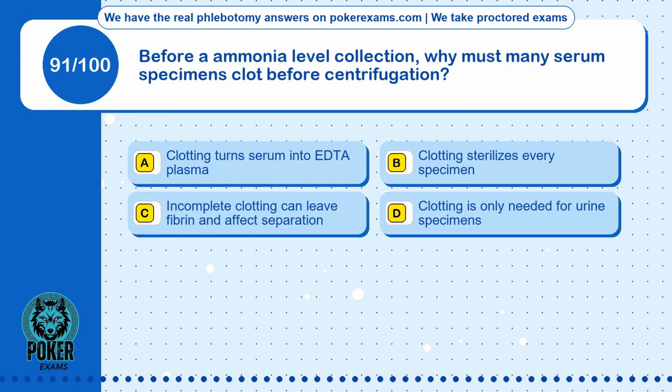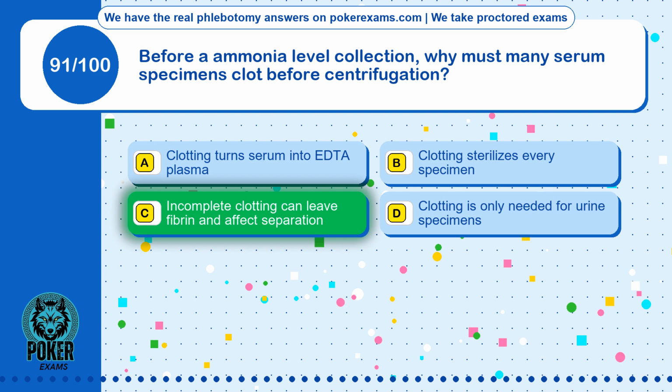Question 91. Before an ammonia level collection, why must many serum specimens clot before centrifugation? Option A, clotting turns serum into EDTA plasma. Option B, clotting sterilizes every specimen. Option C, incomplete clotting can leave fibrin and affect separation. Option D, clotting is only needed for urine specimens.